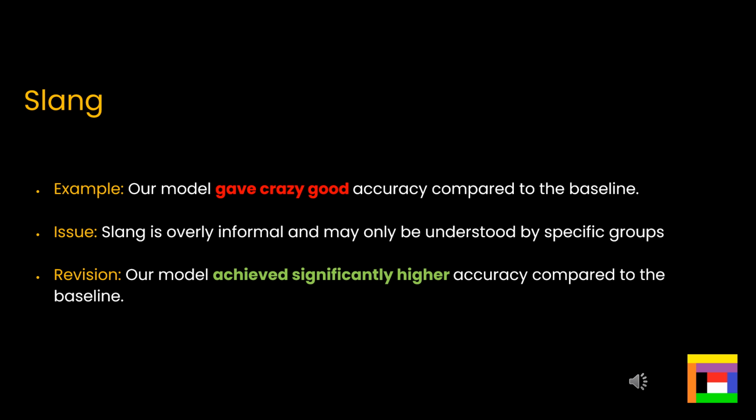Slang is the informal language that may only be understood by a small group of people. We can see in this example we have "our model gave crazy good accuracy." Maybe it's possible to guess the meaning, but it's not the typical way of using it for most people. So what we have to do is use more standard formal terminology. In this case, our model achieved significantly higher accuracy.